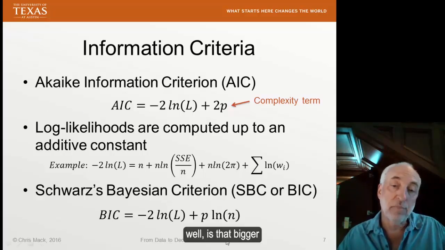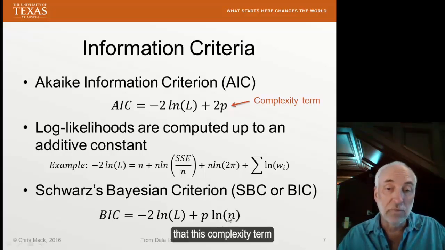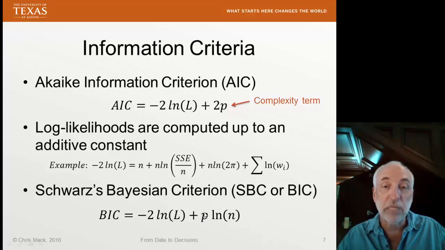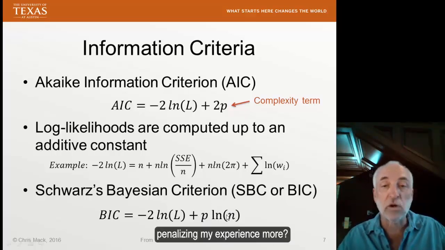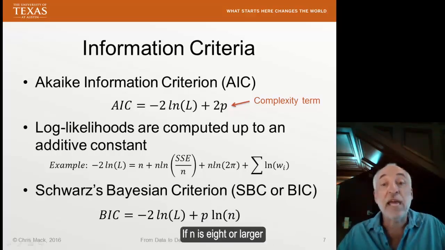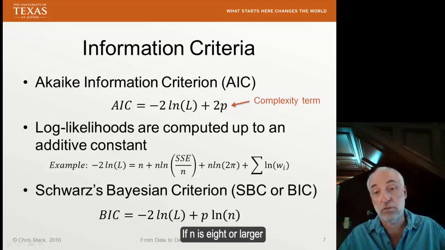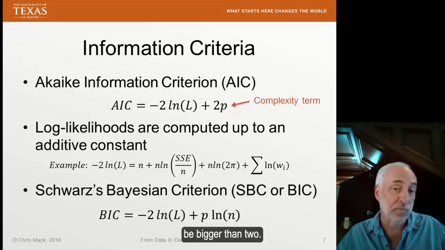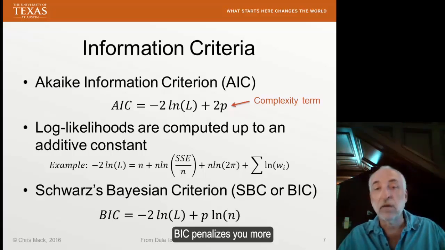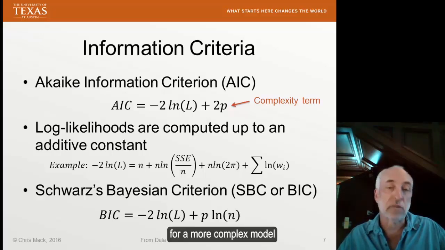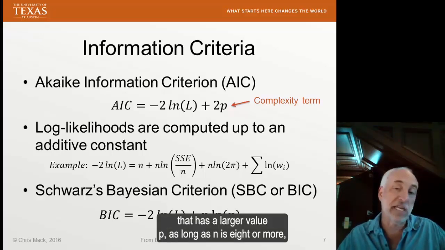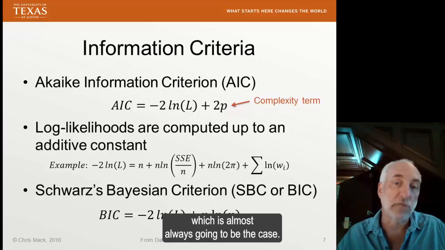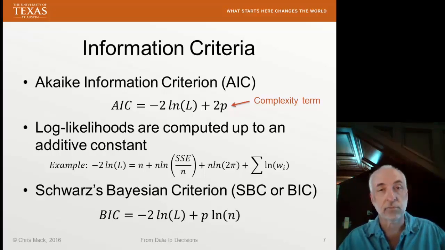Well, is that bigger? Is this complexity term penalizing my criterion more? Well, it depends on the value of n. If n is 8 or larger, then the natural log of n will be bigger than 2. And for that reason, BIC penalizes you more for a more complex model that has a larger value of p, as long as n is 8 or more, which is almost always going to be the case.